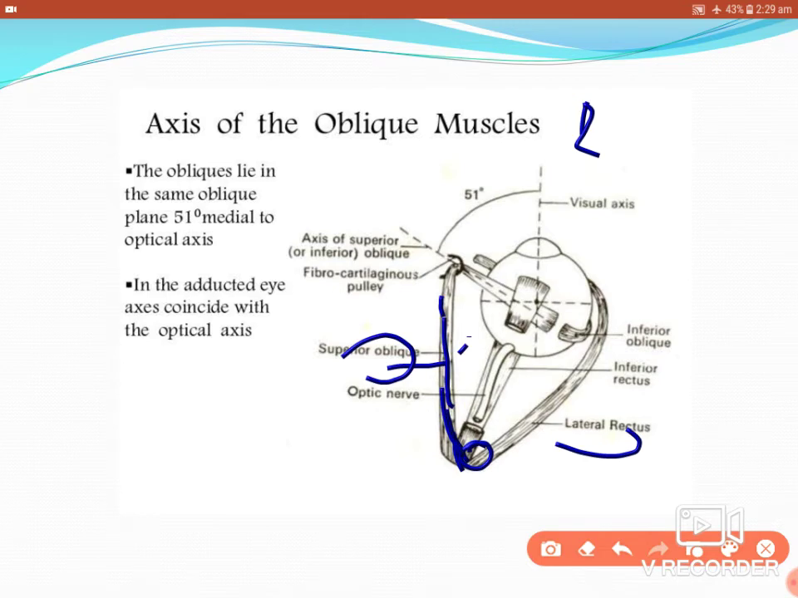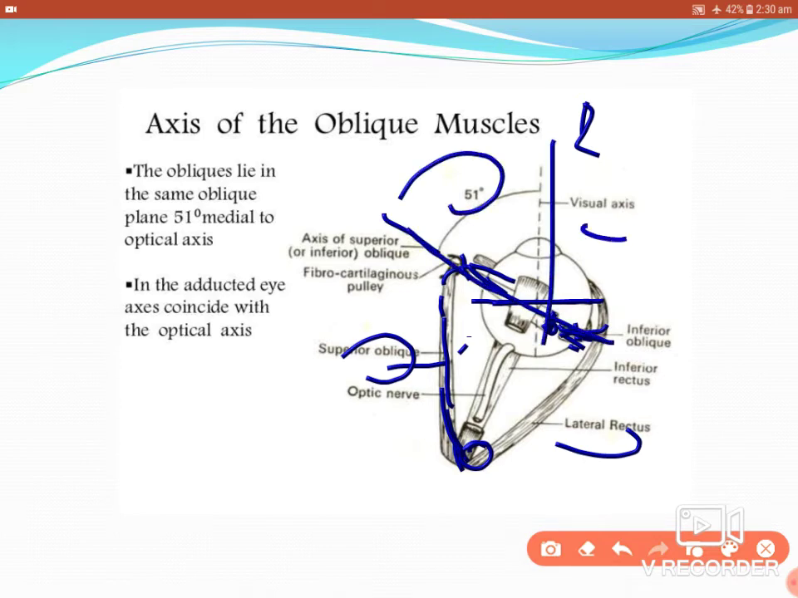Forwards and medially it goes to this fibrocartilaginous pulley. Then it goes downwards, then laterally, and is attached to the posterior-superior quadrant of the sclera behind the equator. See, the inferior oblique also comes to the posterior-superior quadrant of the sclera behind the equator, that attachment. So the superior oblique and the inferior oblique lie in the same oblique plane, which makes an angle of 51 degrees with the optical axis or visual axis. Okay.